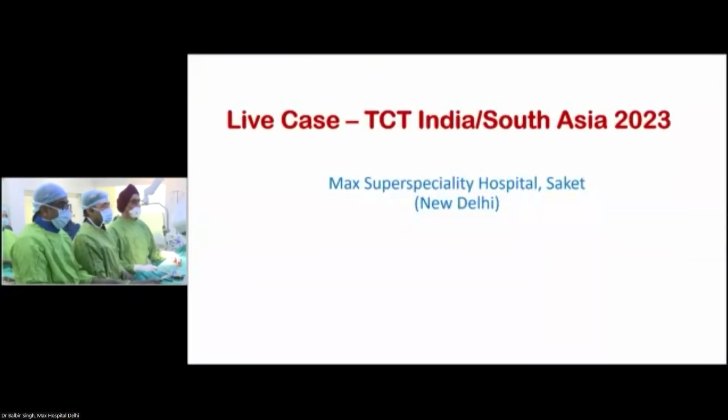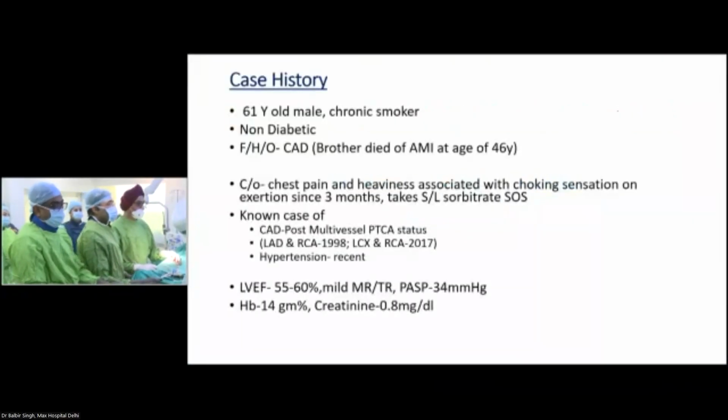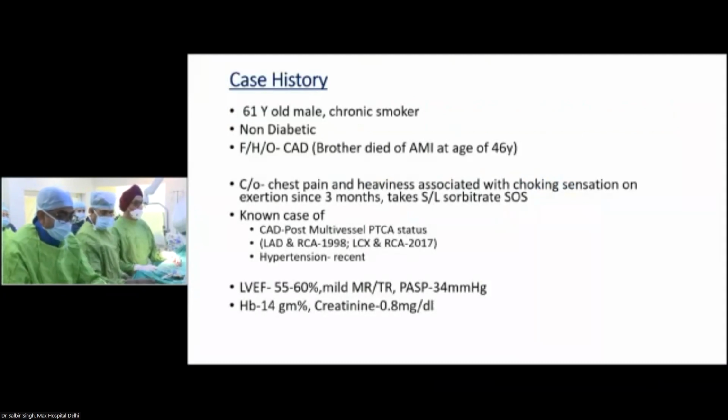So this is a gentleman who is 61 years, non-diabetic, with a very long history of coronary artery disease. His brother died at the age of 46. And this gentleman underwent a stent in 1997 at a very young age. So you can imagine at 36, he gets a stent. In 1997, he got a stent to the LAD, and this was a non-drug bare metal stent.